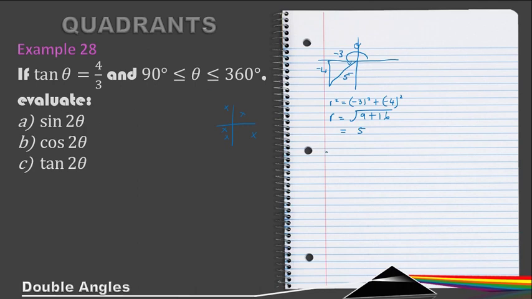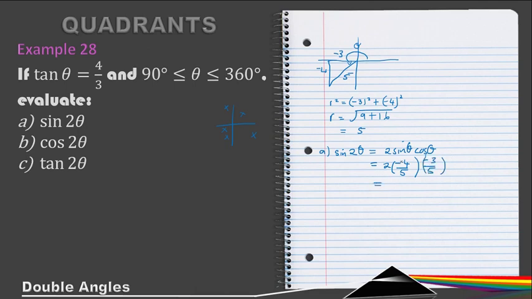So if I start with A, which is sine 2 theta, the first thing I'm going to do is expand it. So then I have 2 sine theta cos theta. Now I can just use my triangle to calculate the values for sine theta and cos theta and substitute them in. For sine theta, we have opposite over hypotenuse, so this is going to be negative 4 over 5. For cos theta, I have adjacent over hypotenuse. So that's negative 3 over 5.